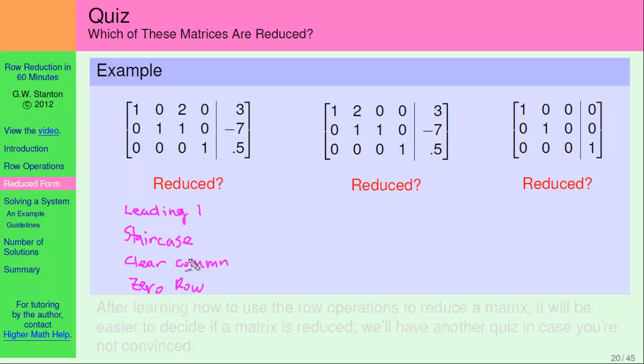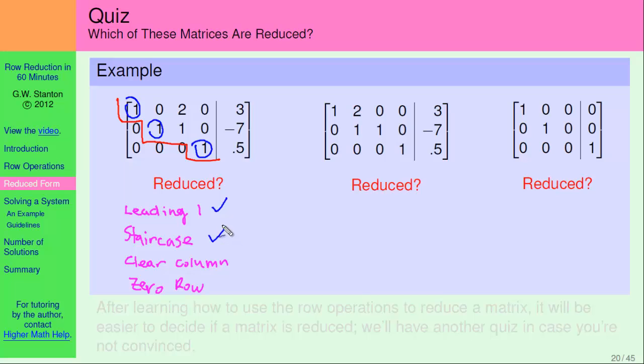How about the leading one condition? Well, our leading ones are in these circled positions. So all the leading non-zero entries are 1. That's okay. Our staircase looks all right.